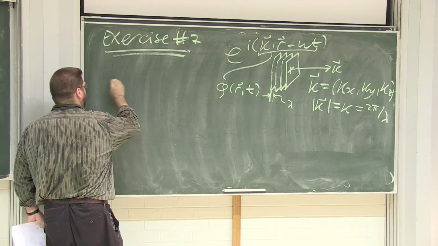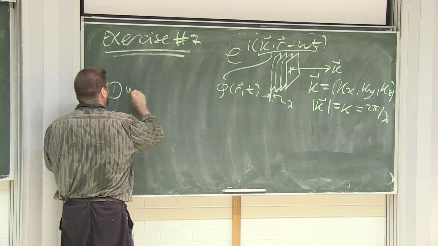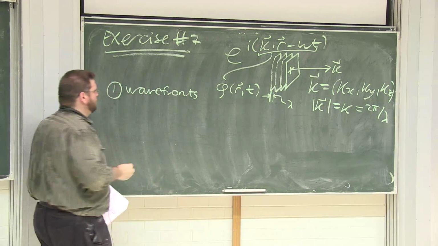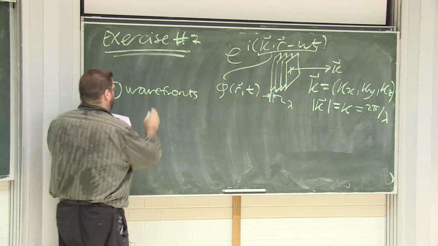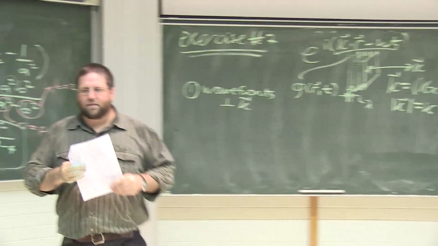Now the first thing we need to prove is that the surfaces of constant phase, these wave fronts, so we need to prove three things. The first of which is that these wave fronts are perpendicular to the wave vector k. Now I'm about to do something very profound.